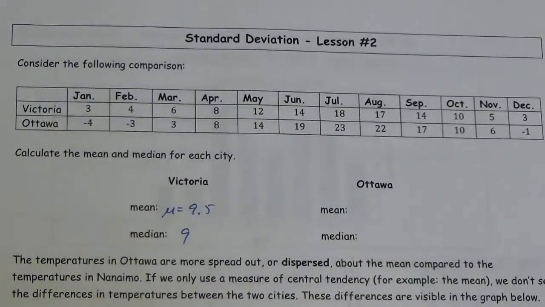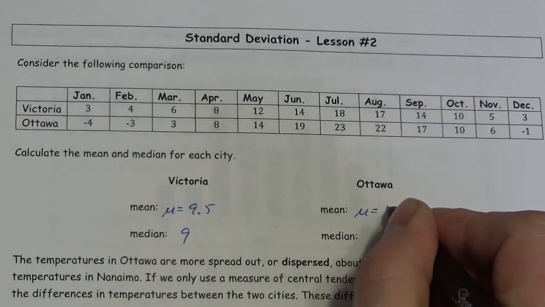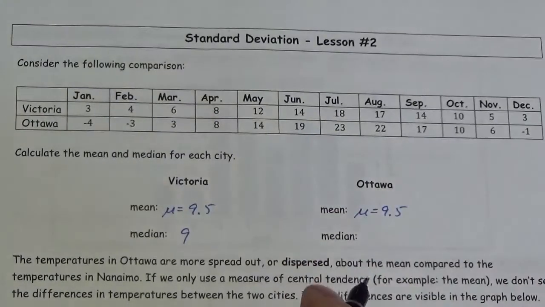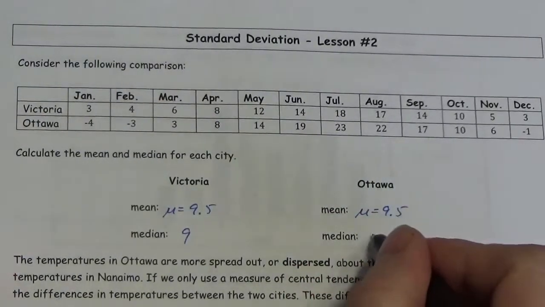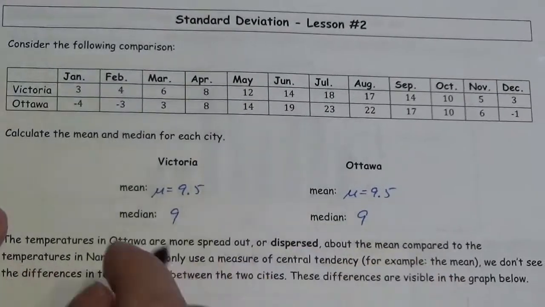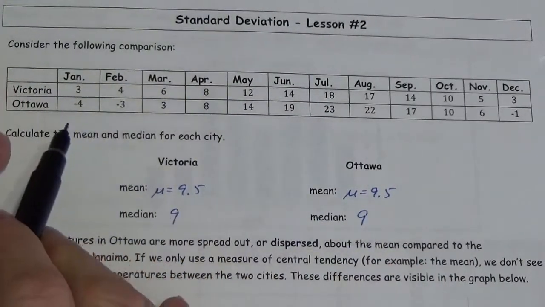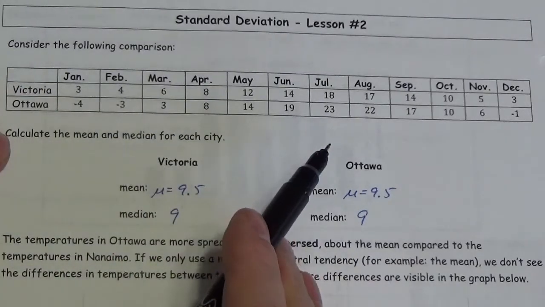I'm going to do the same thing, just like we did before, using the calculator. All the data has been entered in, and when I do that, I get a mean for Ottawa of 9.5 and a median of 9. Well, that's interesting because the mean and the medians are exactly the same. But if you take a look at the data here, it is different.